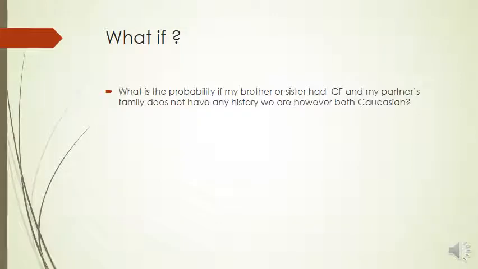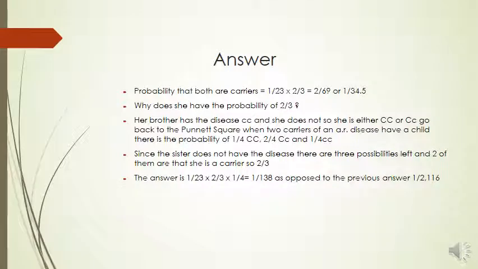So what if my brother or sister had cystic fibrosis? What's the probability if my brother or sister had CF, and my partner's family does not have any history? We are, however, both Caucasian. The probability that both are carriers is 1 out of 23 times 2/3, which equals 2 out of 69, or 1 out of 34.5. Why does she have the probability of 2/3?